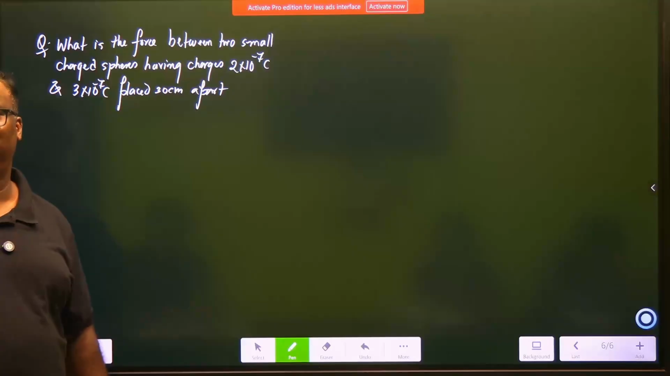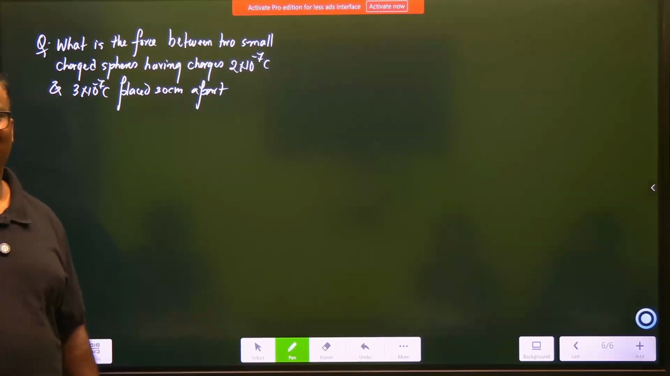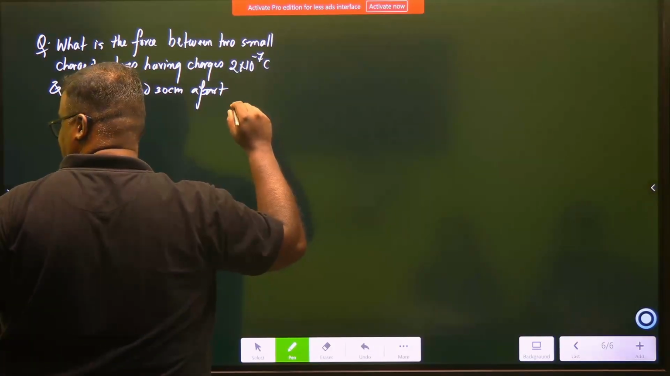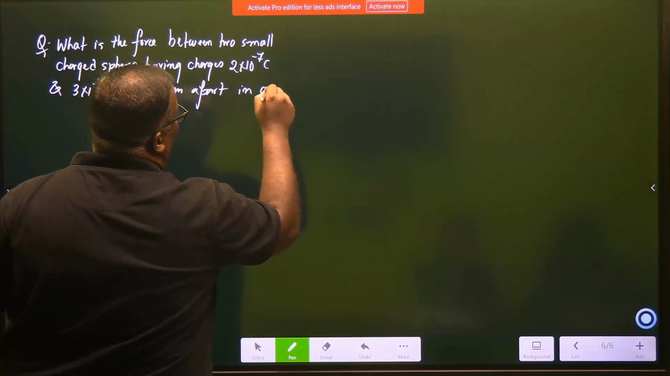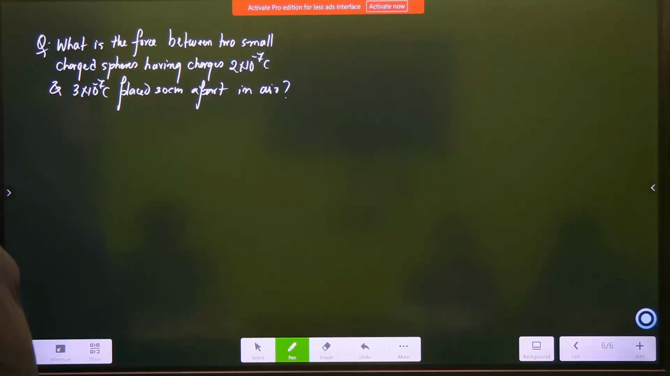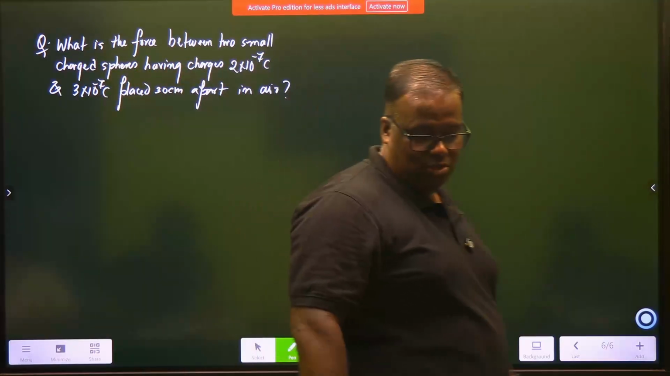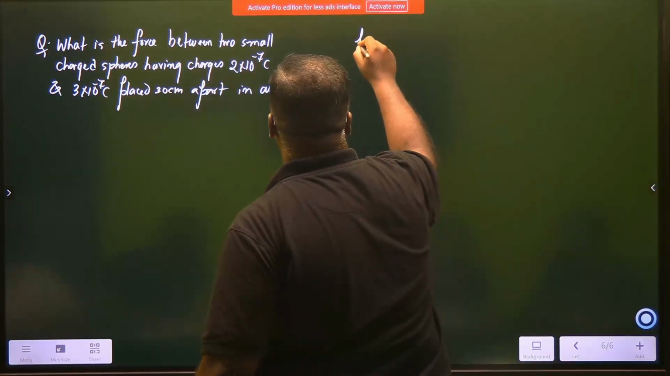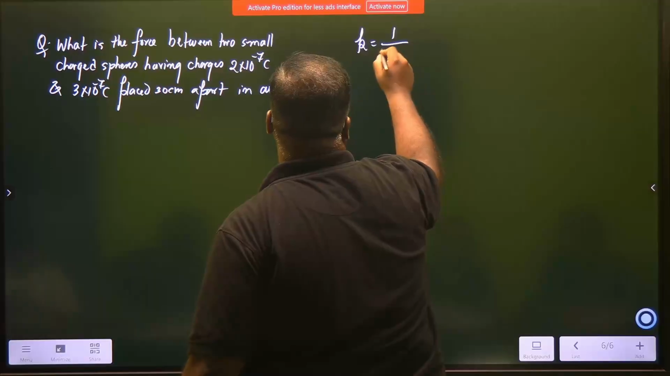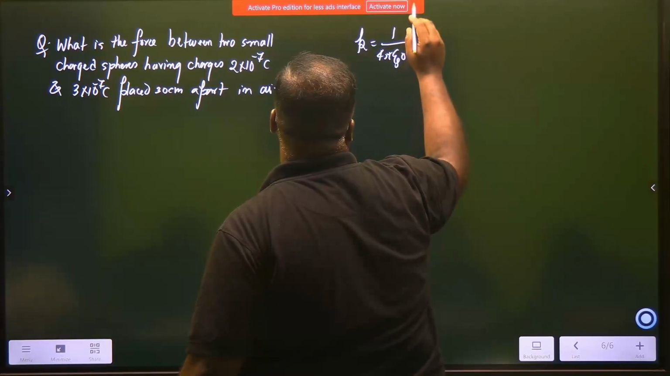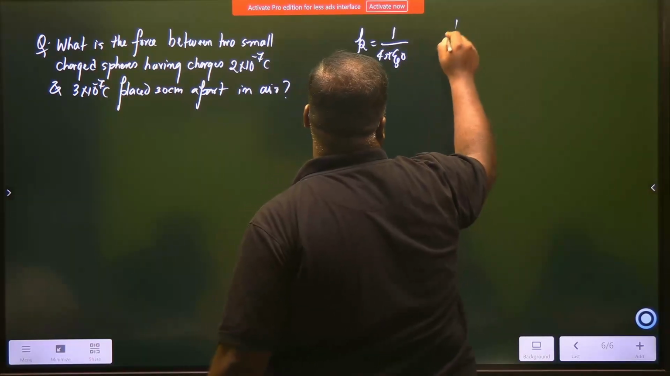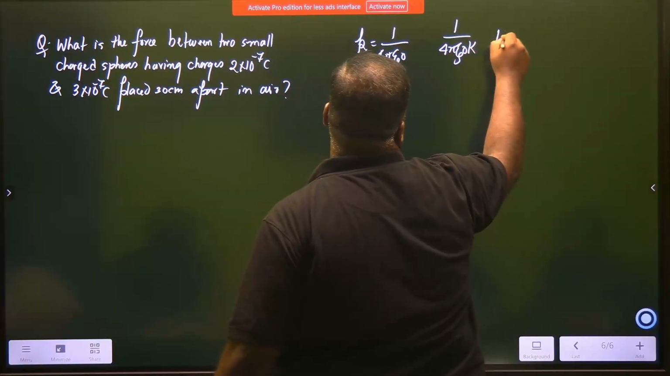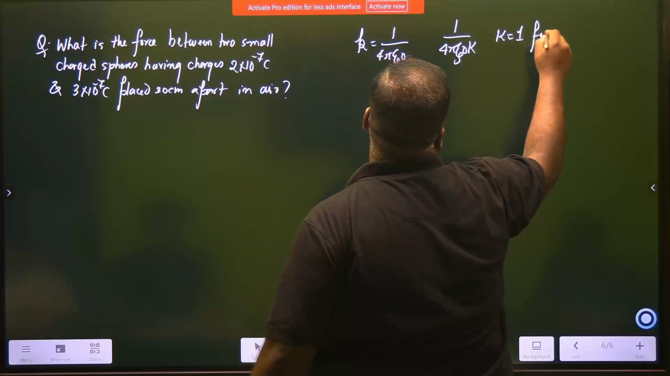You can't solve this problem. The medium is missing. Unless it is specified as in air, how will you understand whether it is 1 by 4 pi epsilon naught? In air, you can straight away apply the small k, given by 1 by 4 pi epsilon naught. Otherwise, you have to apply 1 by 4 pi epsilon naught with a big K, where big K's value is equal to 1 for air.